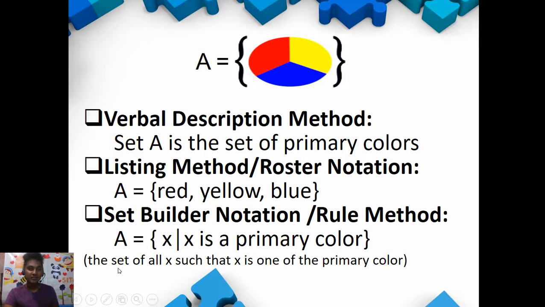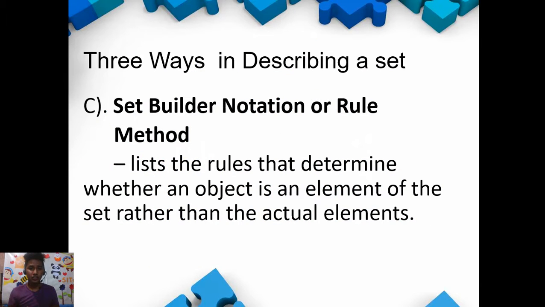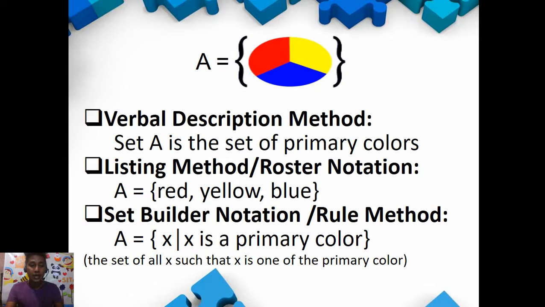So we're going to read this one as the set of all x such that x is one of the primary colors. So we go back to the definition of set builder notation for you to understand it. In set builder notation or rule method, you are not going to write the actual elements. Did you understand? Instead, you are going to write or list the rules that determine whether an object is an element of the set. You are going to write the rule. An example of that one is in set A. So we know that set A is the set of primary colors. So therefore, set A is equal to {x | x is a primary color}. So you need to define what is x. x there is the element.